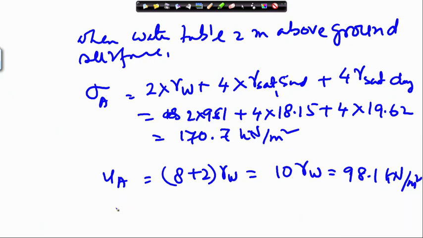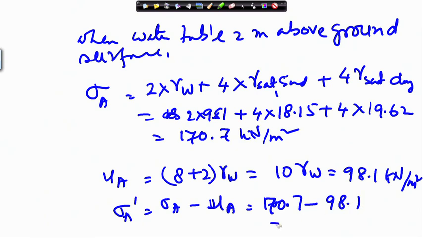So, now same point, sigma A dash will be sigma A minus u A. So, it will become 170.7 minus 98.1, that gives you 72.6.